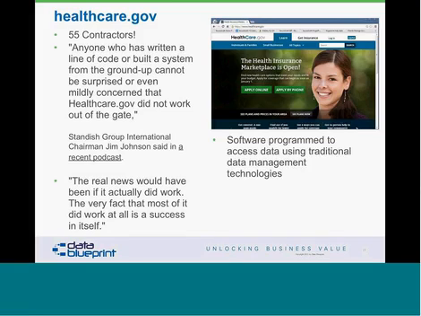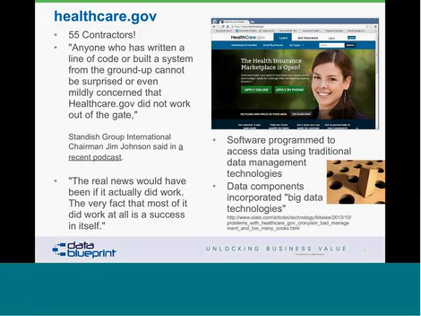But I dug a little deeper into this, and it turned out that one of the parts of healthcare.gov that didn't work out really well was because one of the companies that was involved said, we're going to access the data using traditional relational database management technologies, as I described to you a minute ago, but one of the subcomponents in there was built using big data technologies. So we had a fundamental architectural mismatch there that didn't work.